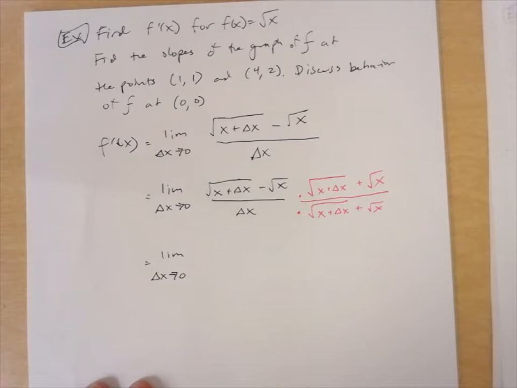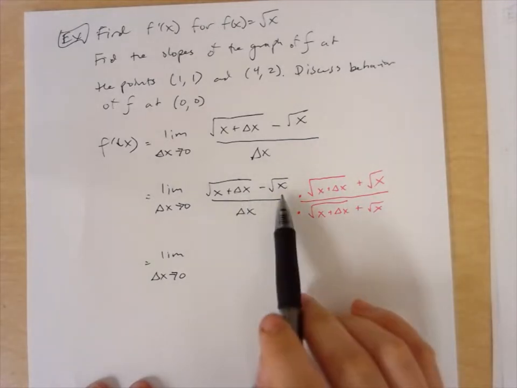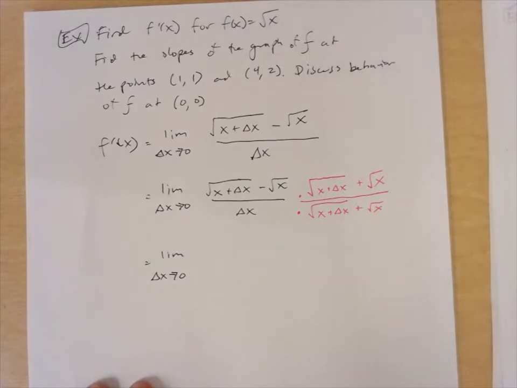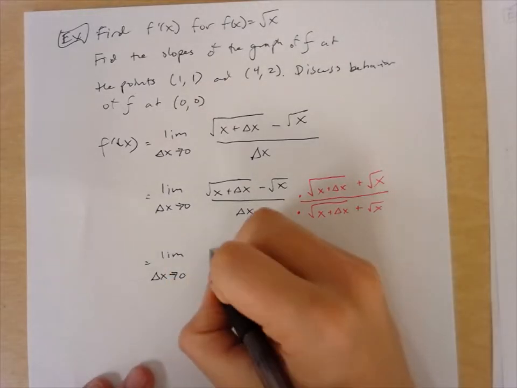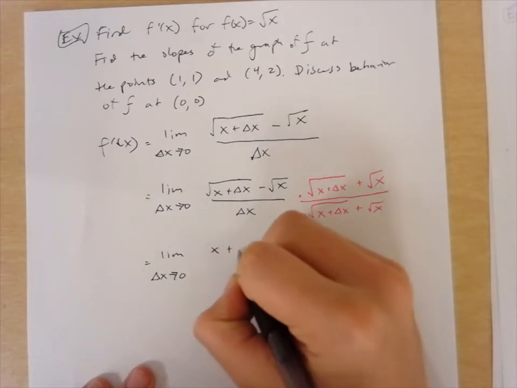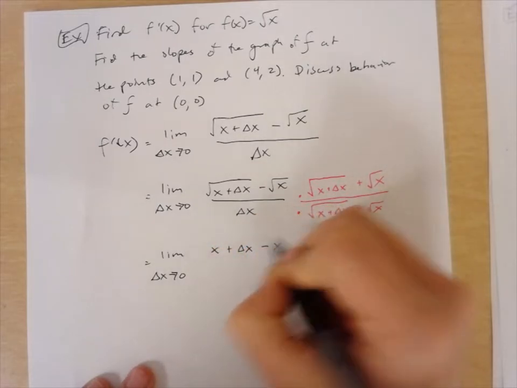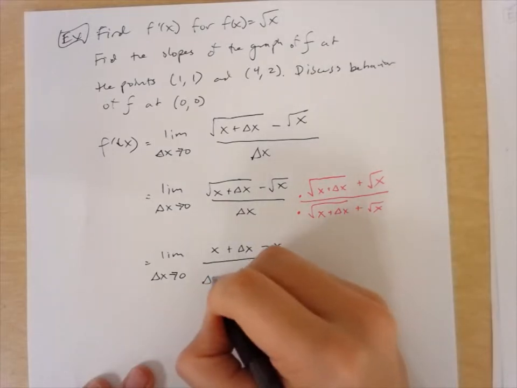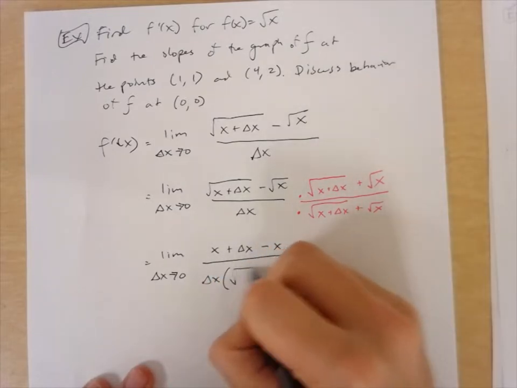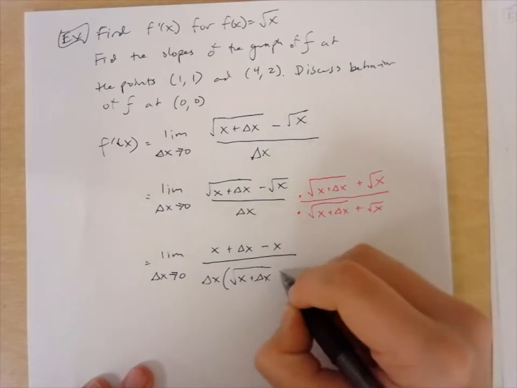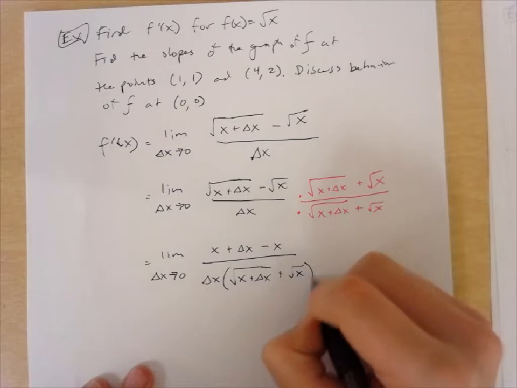our a minus b, a plus b, so we have a squared minus b squared, which means we have the radicals lifted off both of these on top, so we have x plus change of x minus x all over change of x outside this whole thing. So x plus change of x plus radical x. Okay.